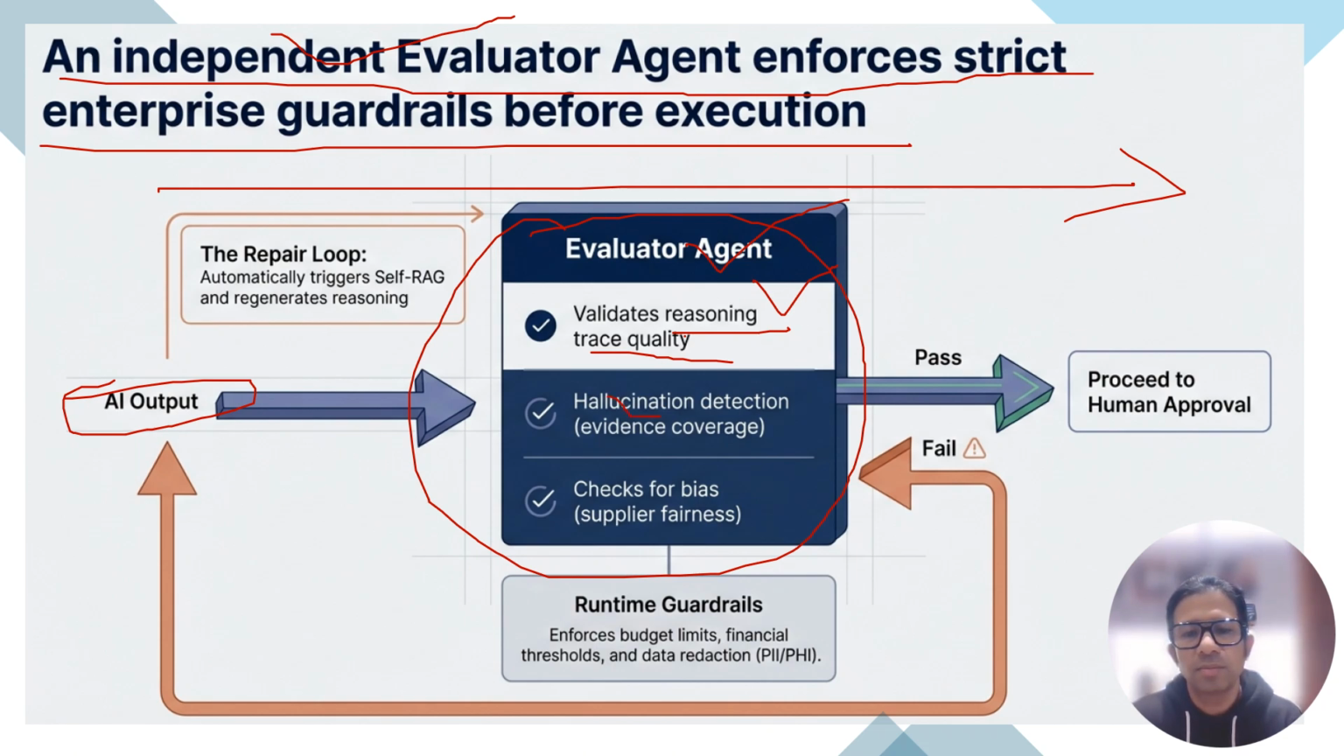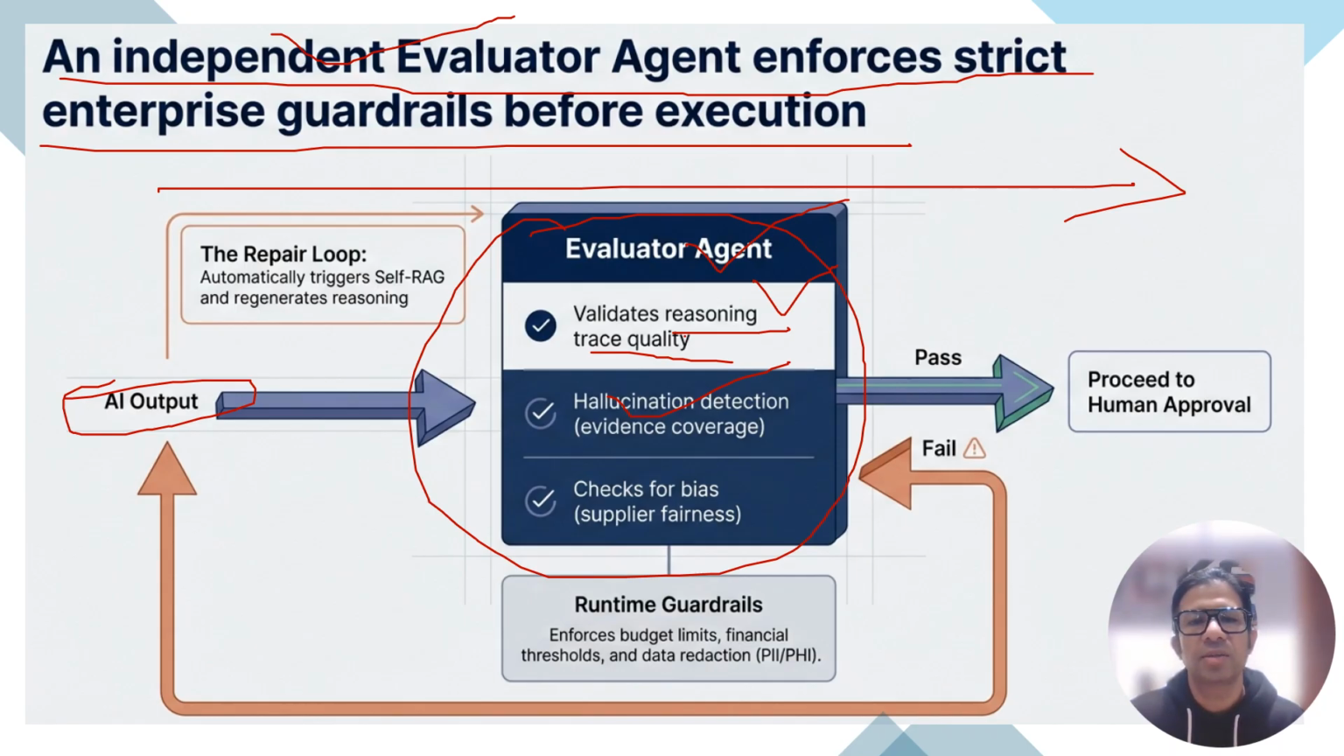Now comes the second one, hallucination detection using evidence coverage. This means the evaluator asks, show me the proof. If the AI says vendor A is ISO certified, the evaluator must see the certificate evidence. If it says price is within market, it must show benchmark evidence. If it says no export restriction, it must show compliance evidence. Proof. Proof is the main thing. This is how you beat hallucinations.